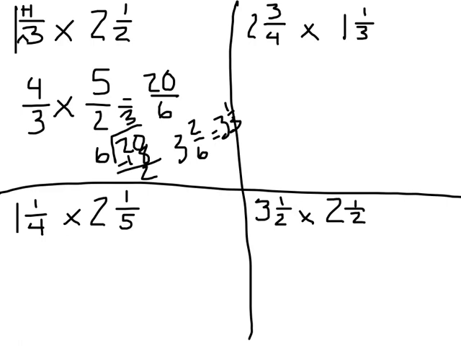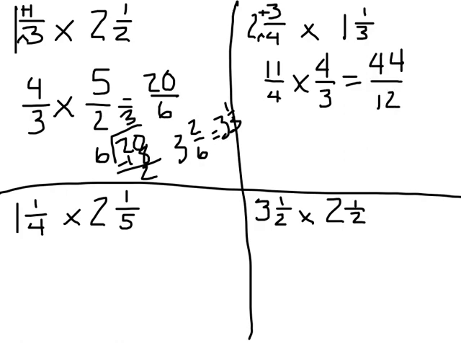Let's try another example. 2 3/4 times 1 1/3. When I change 2 3/4 into an improper fraction, what improper fraction do I get? Well, 2 times 4 is 8, plus 3 more is 11/4. When I change 1 1/3 into an improper fraction, what do I get? I get 4/3. Now I can multiply. What's 11/4 times 4/3?